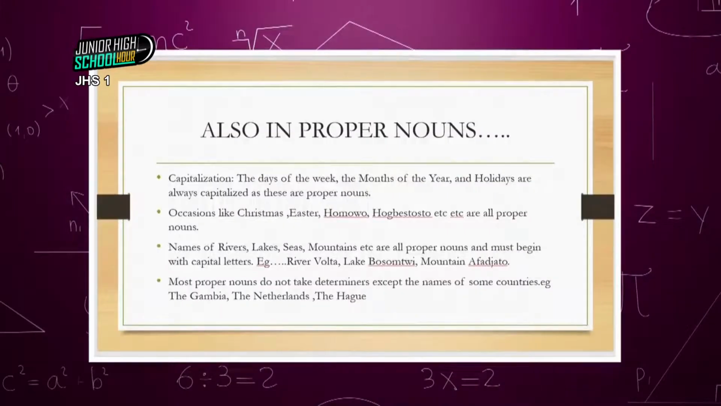Occasions like Christmas, we have Easter, we have Homowo, we have Hogbetoto, etc., are all proper nouns. Those festive occasions are all proper nouns. And then what do we do during Christmas? A lot. I remember when I was young, it was a big deal. You find us doing things just to celebrate Christmas. And then we have Easter, we have Homowo. The local festivals are also something else. So all these are proper nouns.